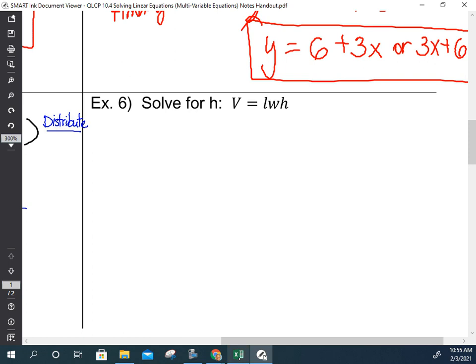So example 6, we're solving for h. So we want h by itself. So we have h, we want h by itself, and you've got L and W sitting there. So we've got to get rid of the L and we've got to get rid of the W. Any ideas?